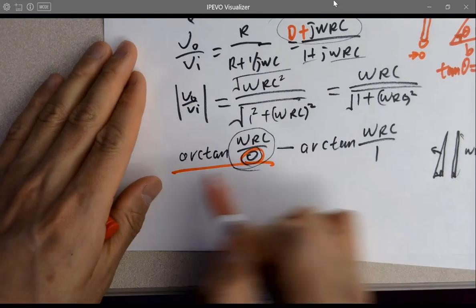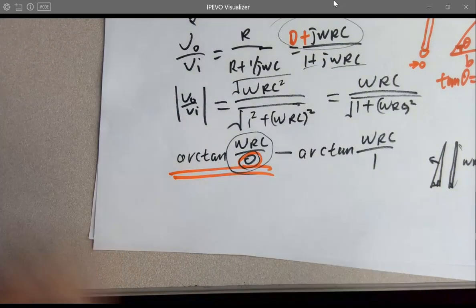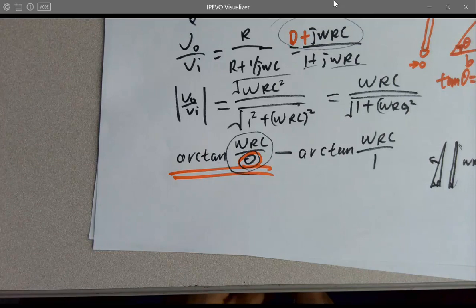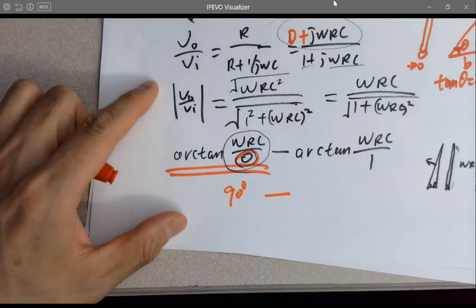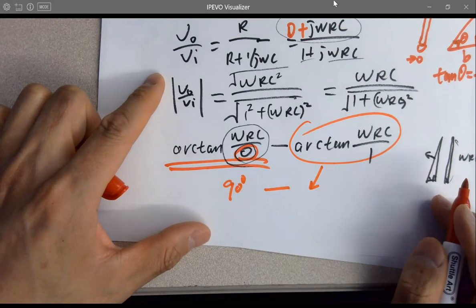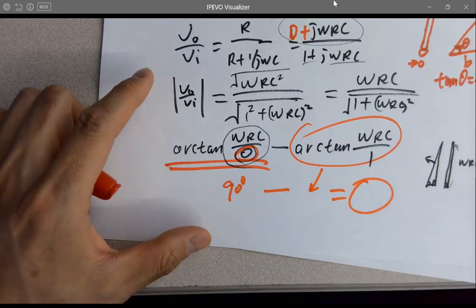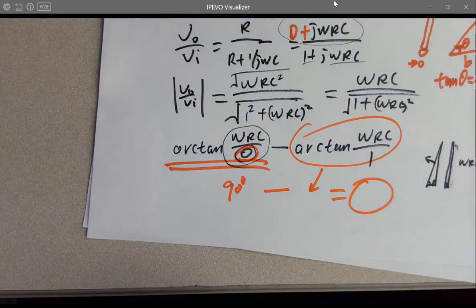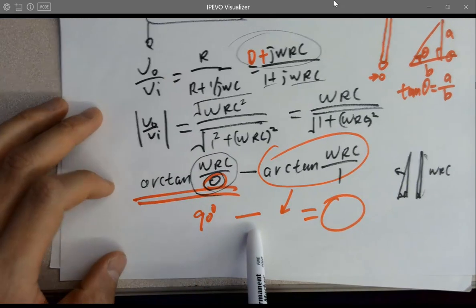So what is this angle here? If the denominator is 0, what's the angle? 90, minus whatever it is, right? Calculate it, and you finally find out the degree here. Make sense? That's how you calculate the phase shift for the high pass filter.